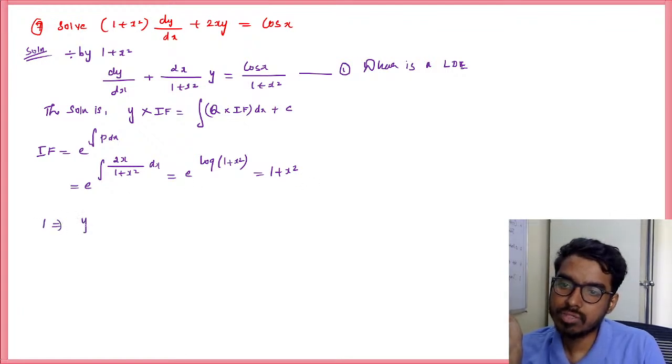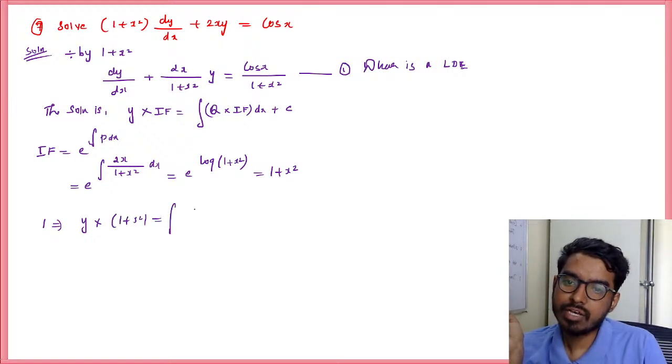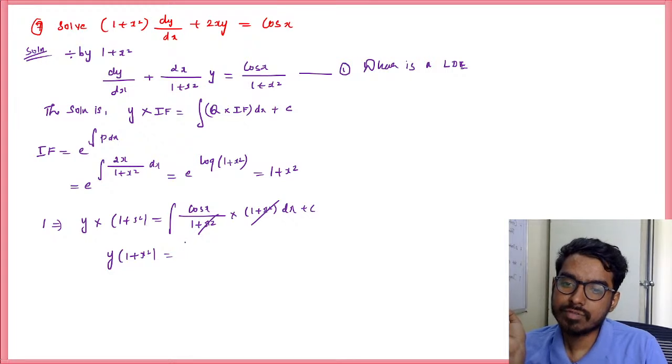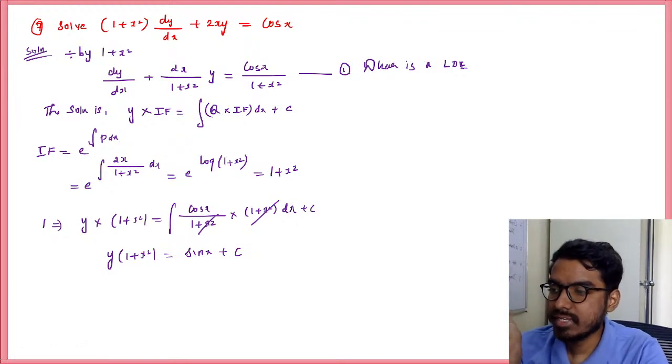So y into integrating factor is equal to integration of q into integrating factor dx plus c. These two will get cancelled. So y into 1 plus x square is equal to integration of cos x, which is sin x, plus c. This is the required solution, right?